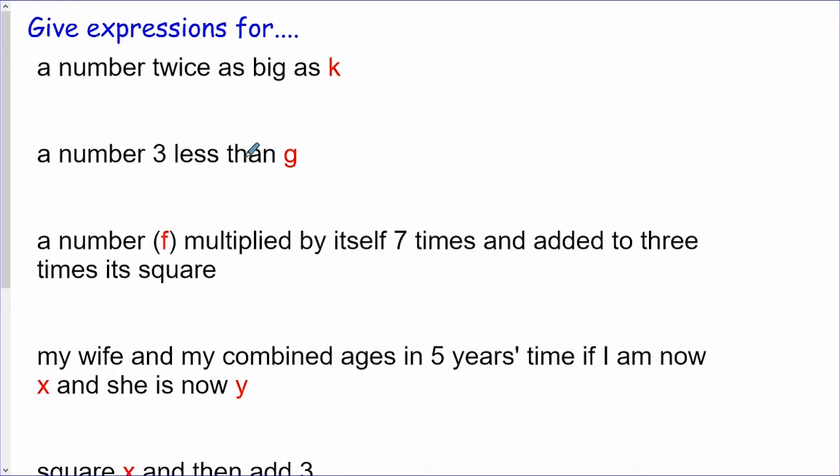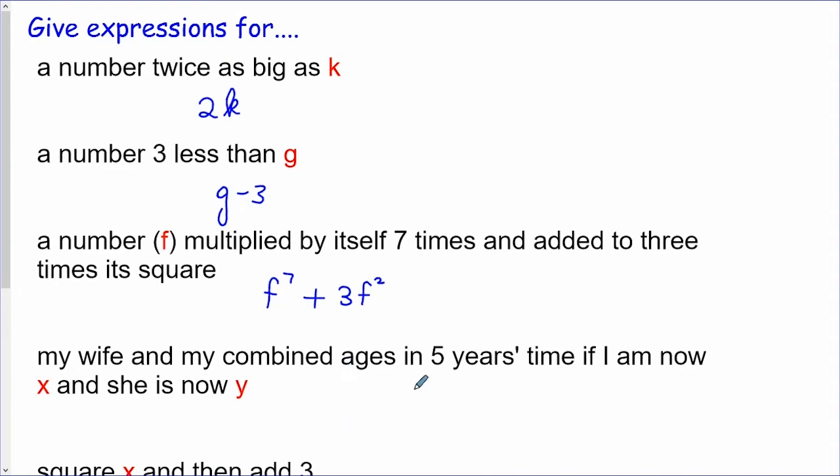Okay, let's give some algebraic expressions for the following. A number twice as big as k, well, that's 2 times k, and the short way of writing that is just 2k. A number that is 3 less than g, well, g minus 3. A number f multiplied by itself 7 times and added to 3 times its square. Well, f multiplied by itself 7 times is f to the 7, and added to 3 times its square. Its square is f squared.